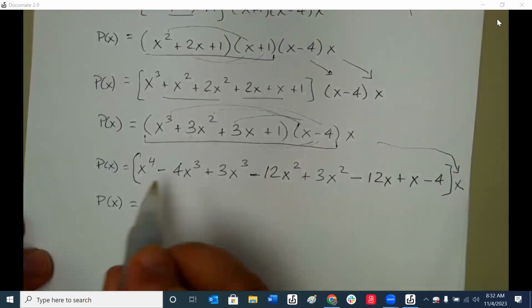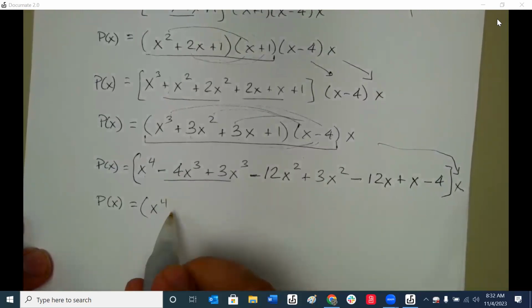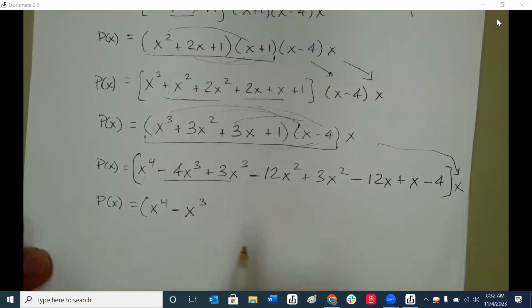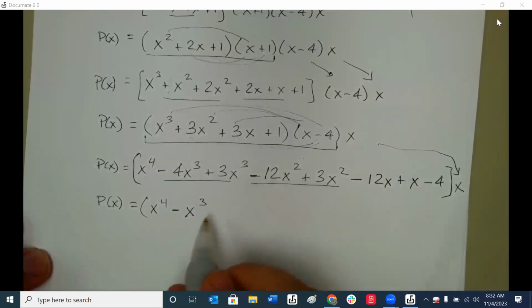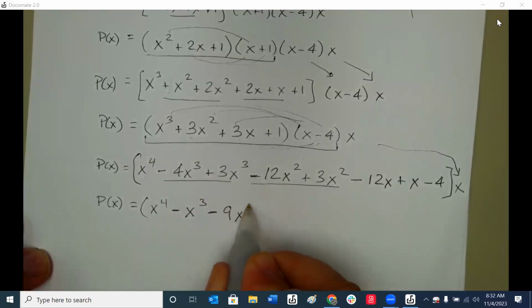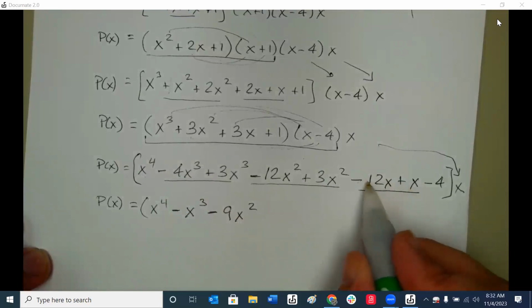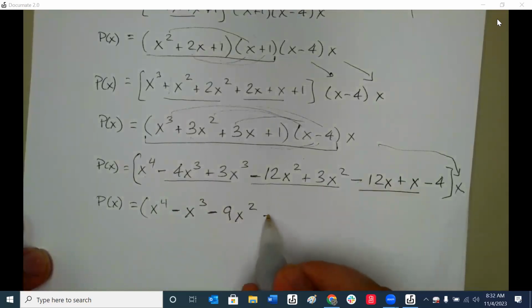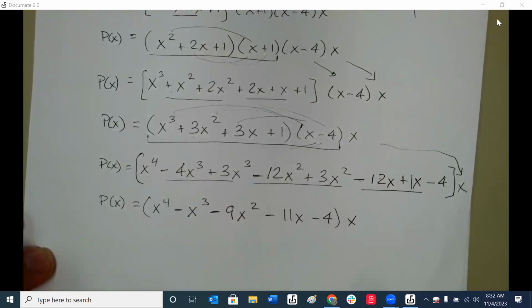Combine like terms. We have x to the 4th. Negative 4 plus 3, since 4 is bigger, the answer is negative. 4 minus 3 is 1, x cubed. Negative 12 plus 3, 12 is bigger, it's negative. 12 minus 3 is 9. Negative 12 plus 1, 12 is negative, so the answer is negative. 12 minus 1 is 11 times x.